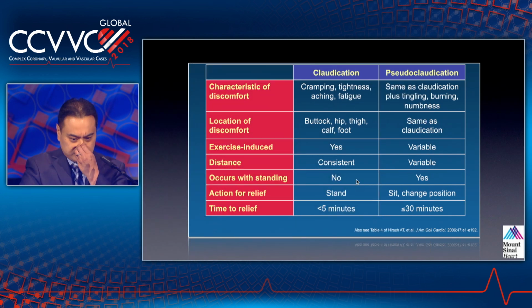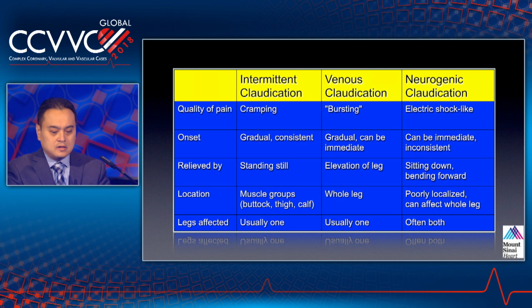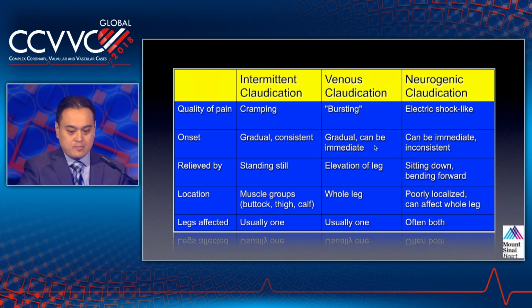Some differential diagnosis that you could look at: claudication against pseudoclaudication. I kind of expressed that in the other slide. You have crampness and tightness, but exercise-induced is what's important. Pseudoclaudication, like I said, could occur at any time, walking or not walking. Other types of claudication: you would have cramping, you have bursting in venous claudication, and you would have electric shock in neurogenic. So you could have all these types of claudications, but not really your true intermittent claudication with ambulation.